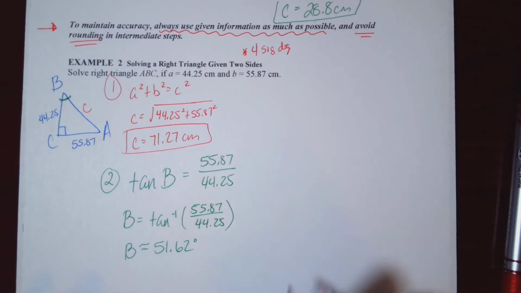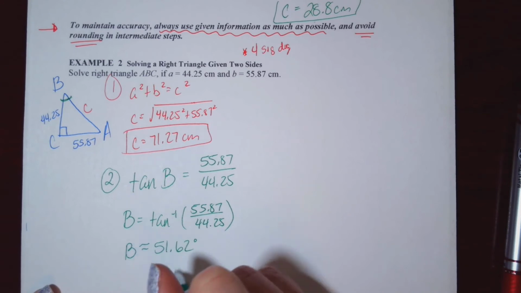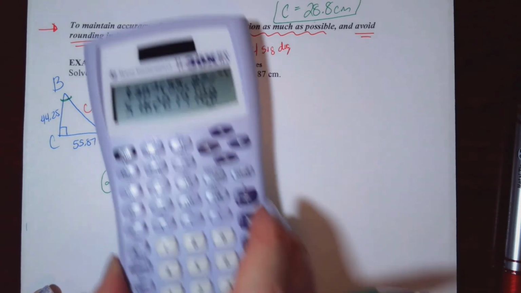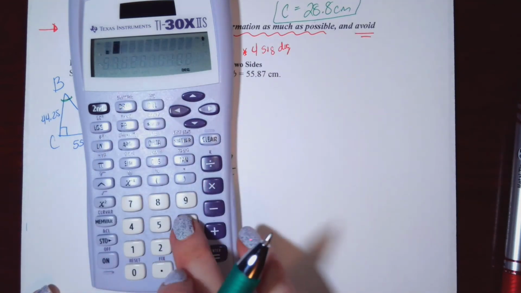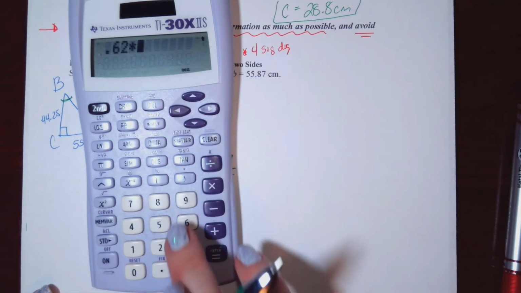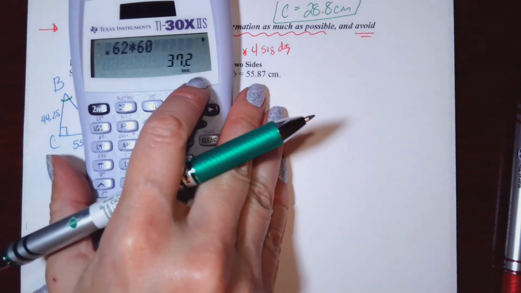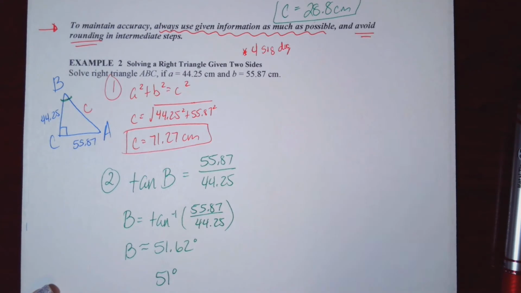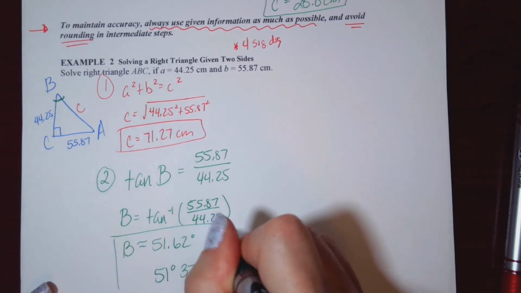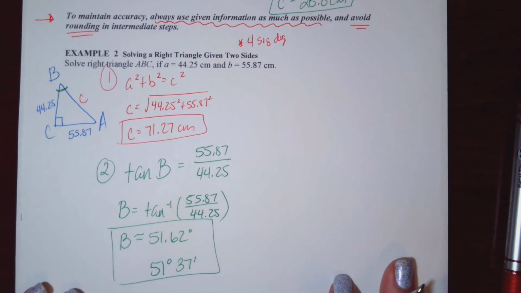If I wanted to change that to degrees and minutes instead of decimal degrees, it would be 51 degrees, and then I would take this decimal, 0.62, and multiply it times 60, and that gets me to minutes. So it would be 51 degrees, 37 minutes, and I would have to round it to that 37 because that is my 4 significant digits.